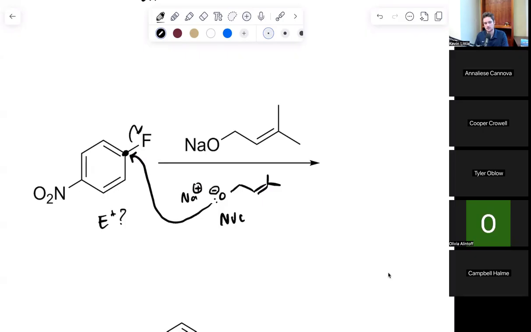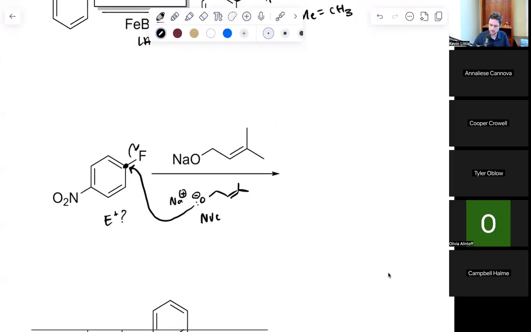It's a nucleophilic aromatic substitution. So this happens, right? Now the benzene is the electrophile, so we need to be careful. It can play both roles depending on what you pair it with, right? So don't think about this as a benzene. This is now an electrophile because I've paired it with a nucleophile.